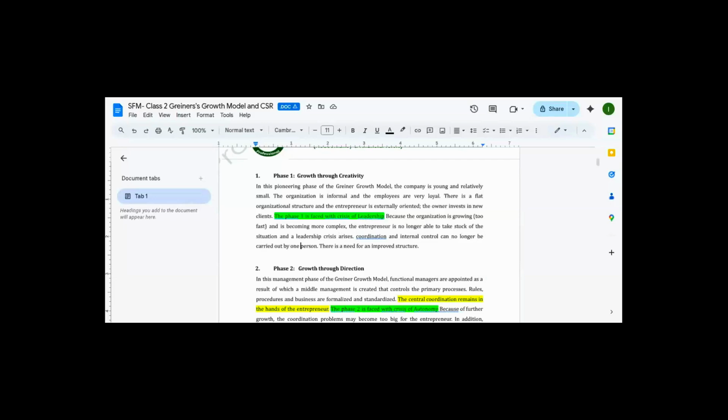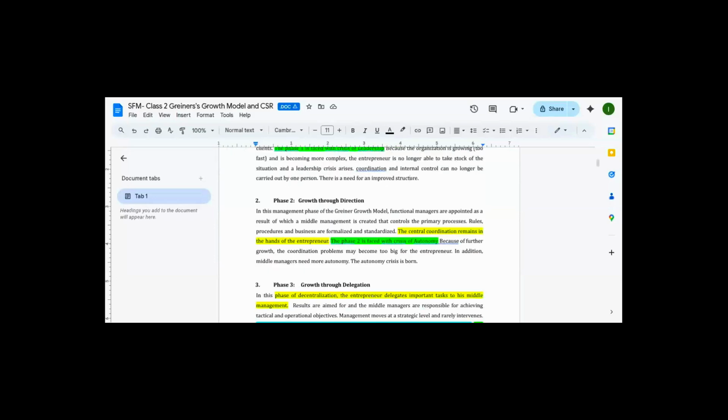And that's the reason why we call phase one a phase of crisis of leadership. All because the leader now has to delegate some responsibility to some of the few staff that we have. To overcome this problem, the solution is this. There is a need for an improved structure and delegation of tasks.